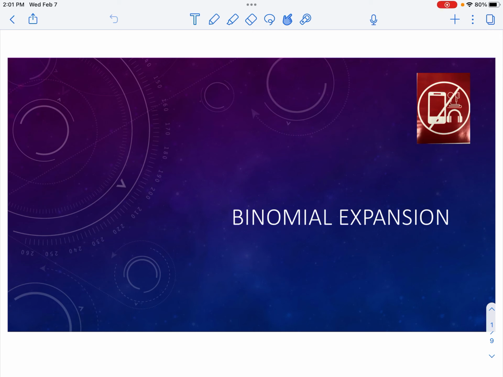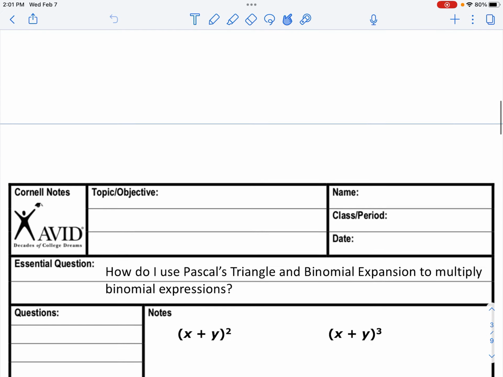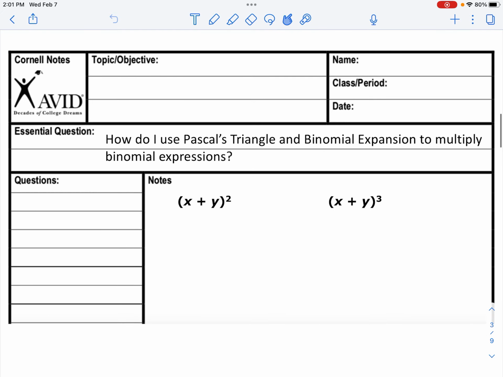Okay, so this is a lesson on binomial expansion. All right, so what we're going to do today is learn how we can use something called Pascal's triangle and binomial expansion to multiply binomials. This is a bit of a shortcut.